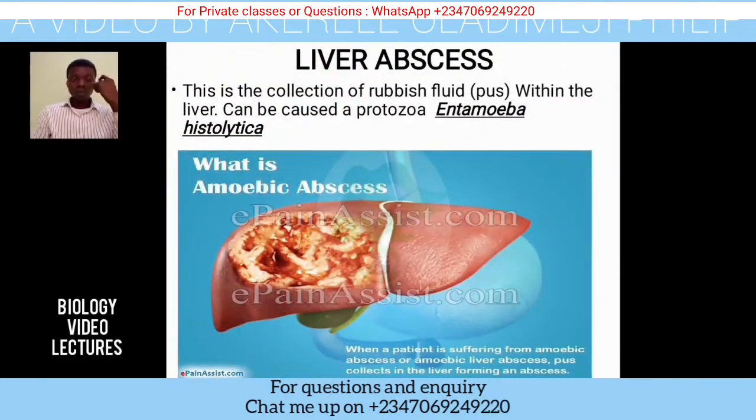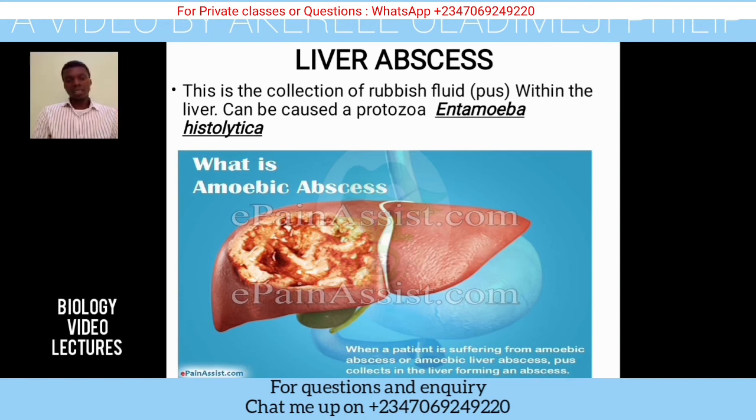Then we move on to liver abscesses. This is a collection of fluid, which is pus, within the liver. This can be caused by a protozoa called Entamoeba histolytica. It's a protist. When it releases toxin into the person's body, it causes, can you see that the liver looks normal on the outside, but within there is a collection of dead tissue and fluid, pus within that.